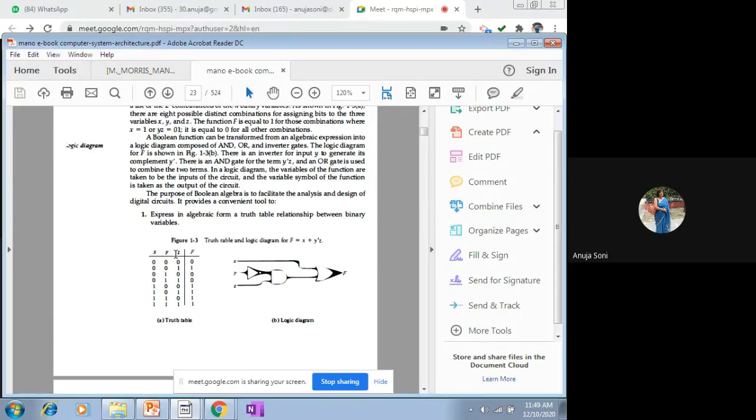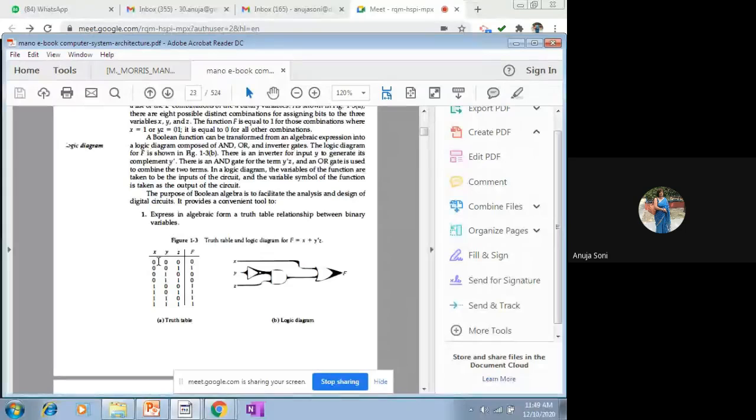I told you that the 2 raised to power n formula works in order to find the total number of combinations. And all these combinations are called the min terms. The first row will be termed as your first min term, then the second min term, then the third min term. So how many min terms, or how many combinations, will there be? 2 raised to power n combinations. Here we have three variables. With the help of three variables, how many min terms may be generated in this truth table? 2 raised to power 3. That means 8 min terms can be there.